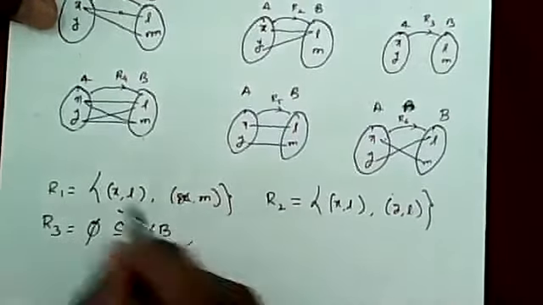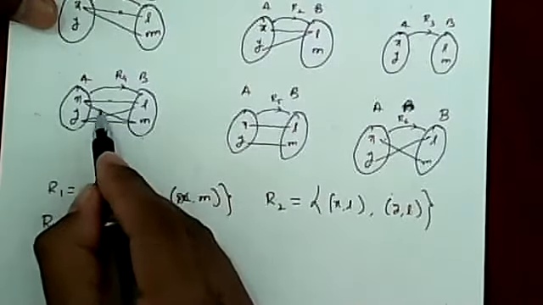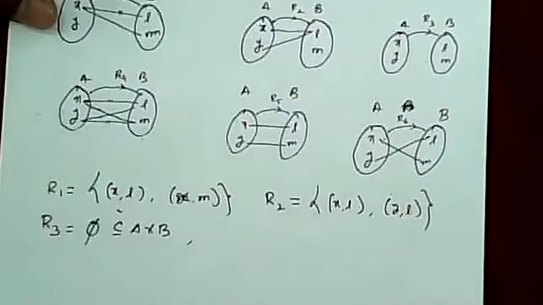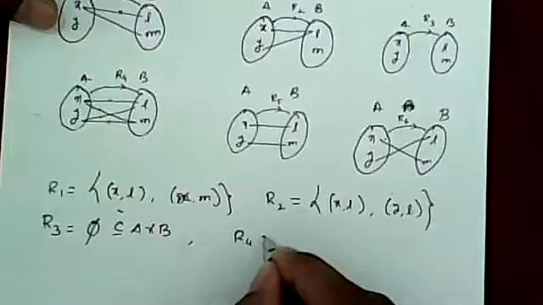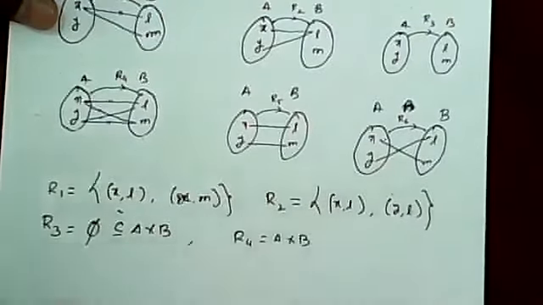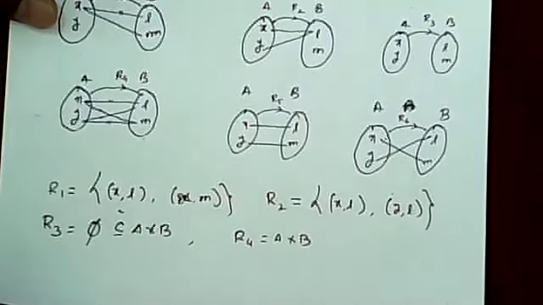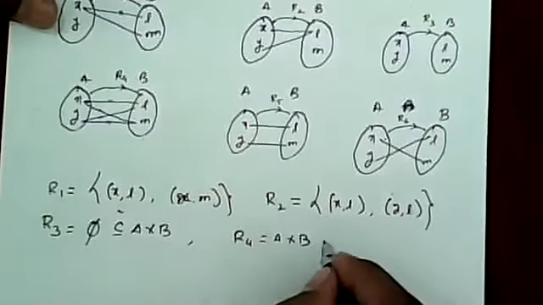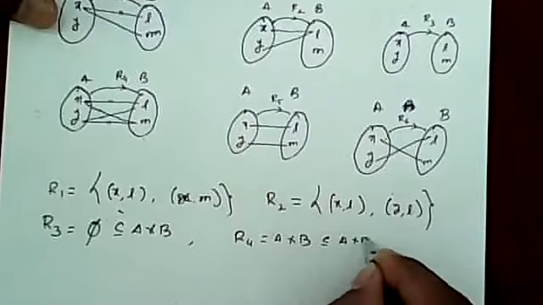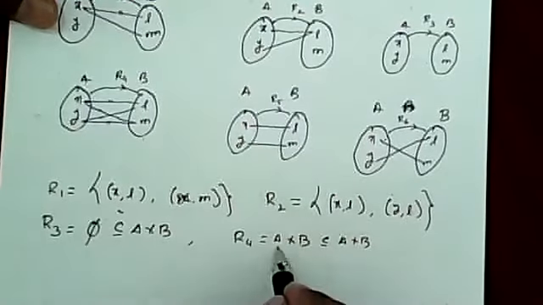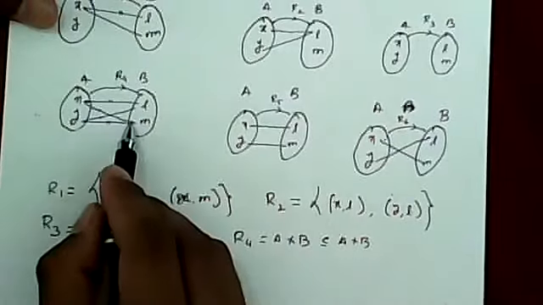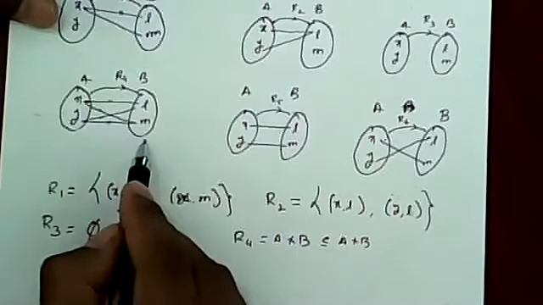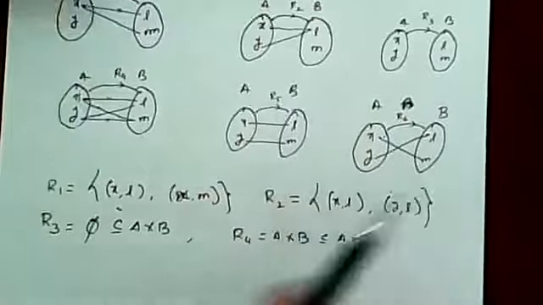Similarly, if we look here, we have all the 4 connections for A cross B. So R4 is nothing but A cross B itself. And we also know that every set is its own subset. So this is a subset of A cross B, and yes, A cross B is also a relation in that case. Or from this example, we can say that R4 is a relation. Similarly, we can describe these things.